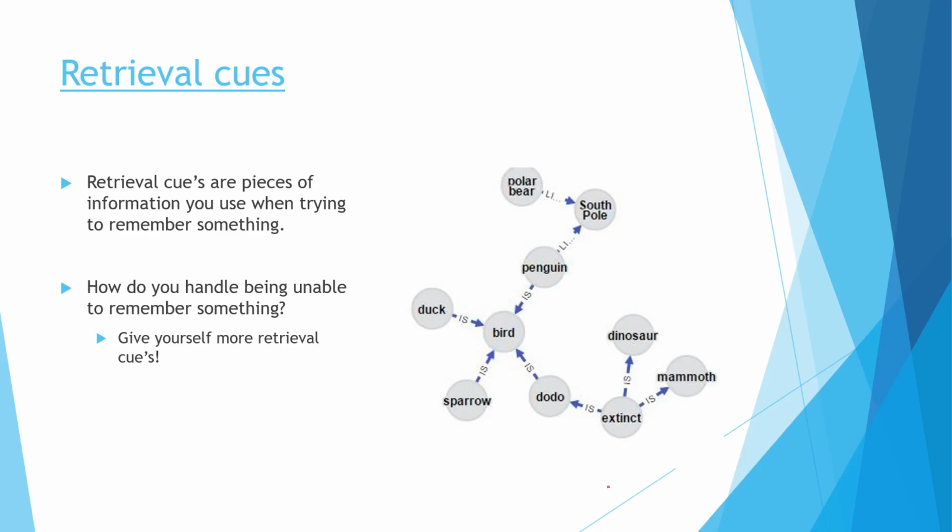For example, think about your favorite movie. Do you remember what it's called? If I ask you, what is your favorite movie, or what are some of your favorite movies, that is a retrieval cue. It's the bit of information you use to find information in your head.